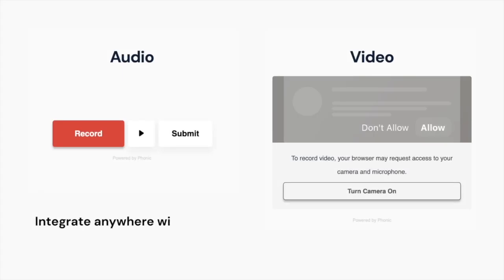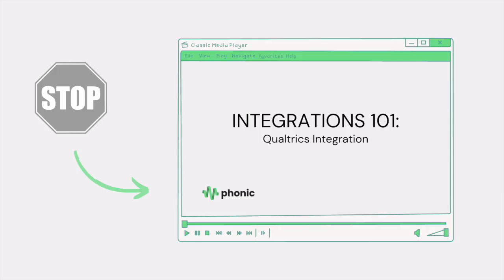Phonic integrations are achieved by using our recording widget. Our widget includes both audio and video options and can be integrated anywhere that allows for custom HTML. In this tutorial, we will cover the basic steps of any Phonic integration. If you're doing a Qualtrics integration, then stop the video here and head over to our Integrations 101 for Qualtrics. There are some key differences that you don't want to miss.